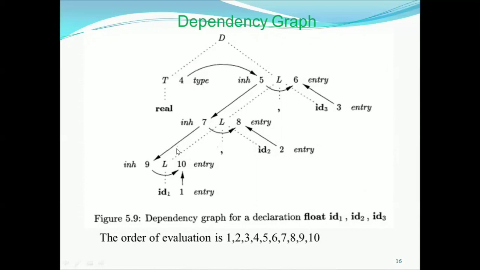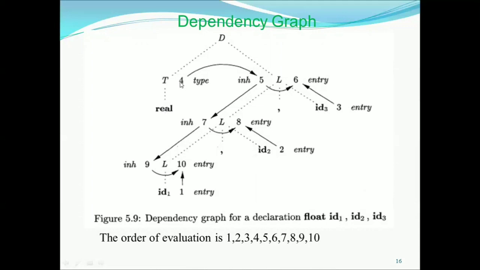So in case of a dependency graph, how we are going to represent it is, now my parse tree will be shown as a dotted line, whereas my dependency graph will be shown as a thick line. So in case of this, how will the order of evaluation take place? See, first thing is I can get the value of ID1, I can get the value of ID2, I can get the value of ID3. So I can get these values of ID1, ID2, ID3 from the lexical analyzer.